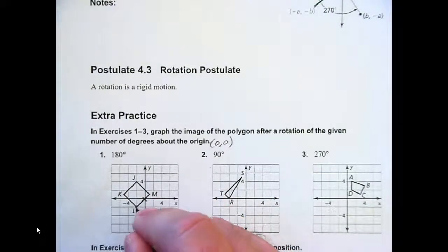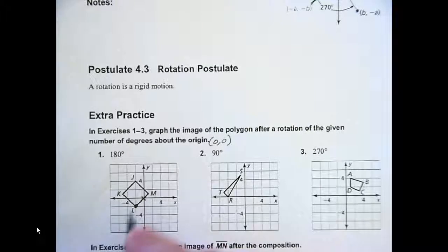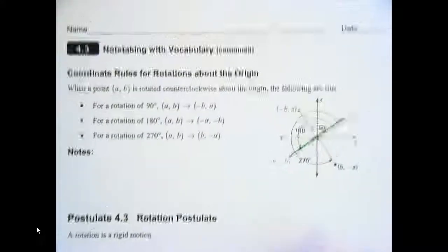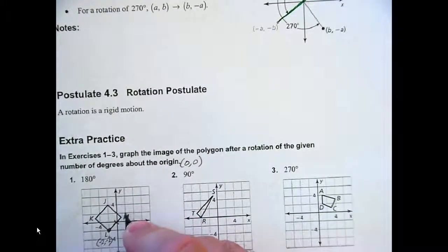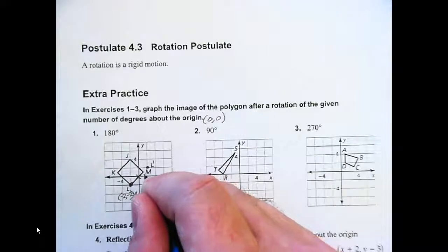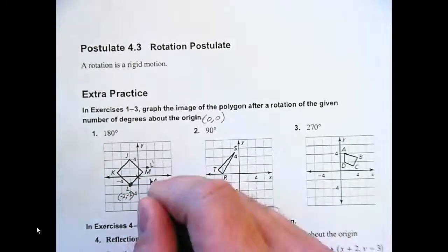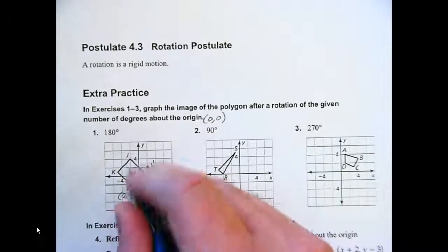Okay? So, if I am looking at point L, and I was going 180 degrees, well, currently point L is at the coordinate negative 2, negative 2. And so, my new point L is going to be the opposite of both of those. So it's going to be positive 2, positive 2, which is right there. That is L prime. Okay, point M, which is currently at 1, 1. My new point M is going to be at negative 1, negative 1. That's M prime.